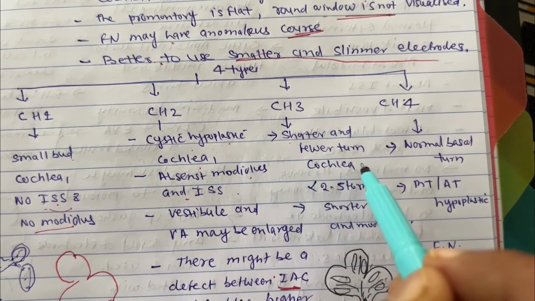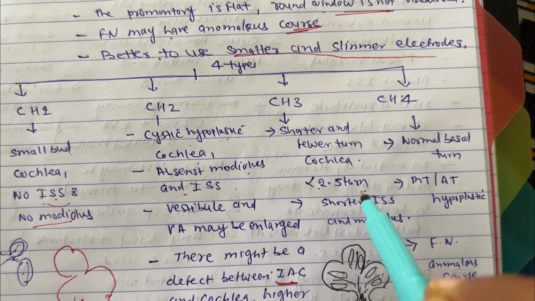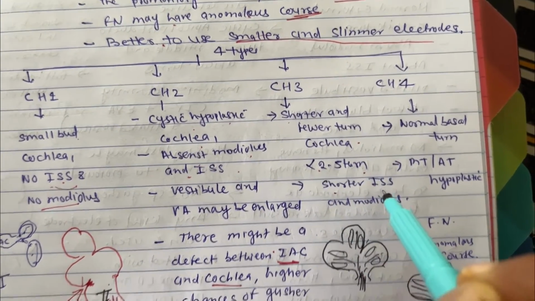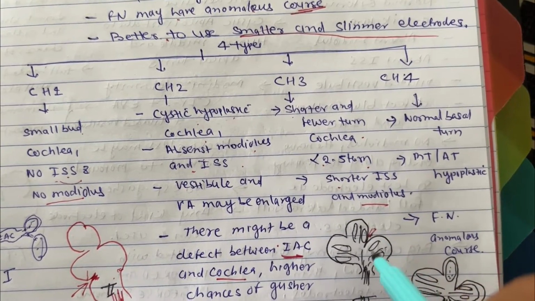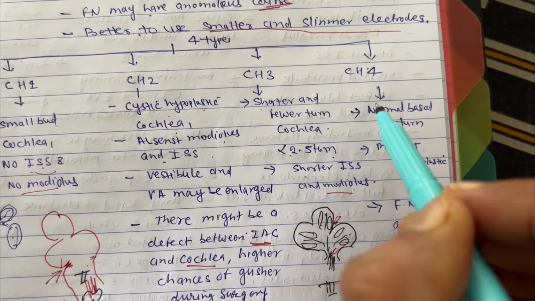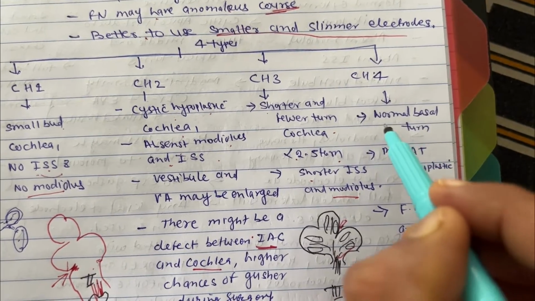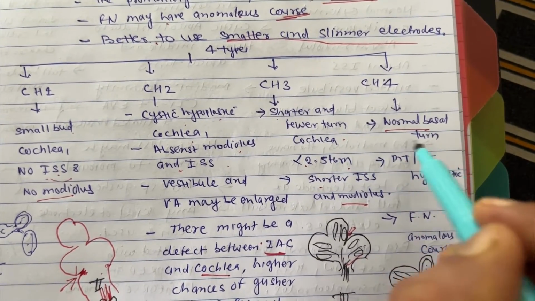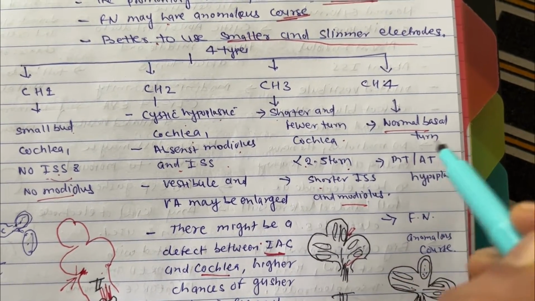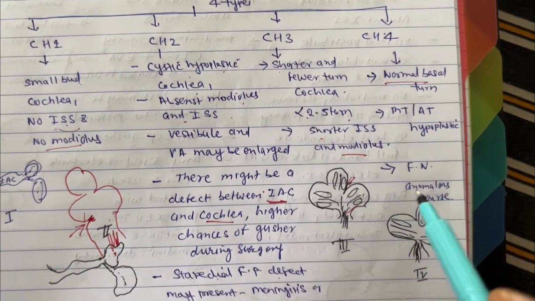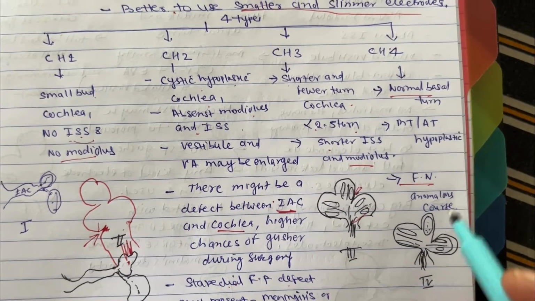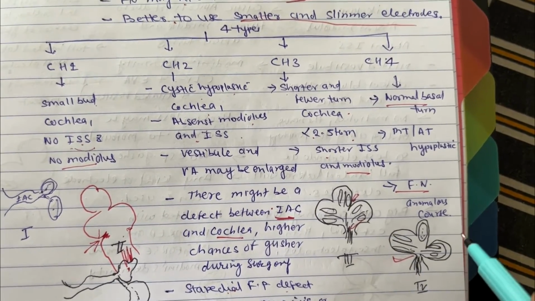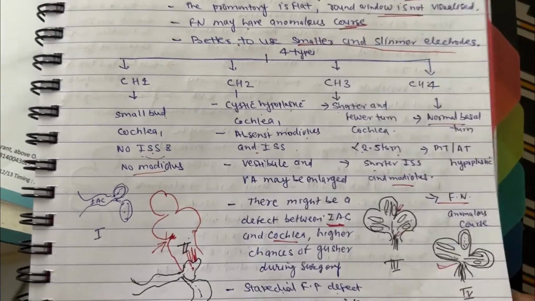shorter and fewer turn cochlea, less than 2.5 turns, and shorter interscalar septum and modiolus. You can see the shorter interscalar septum and modiolus is there. Cochlear hypoplasia 4 is a normal basal turn with fusion of the middle and apical turn leading to a hypoplastic appearance, and the facial nerve may be anomalous. So these are the 4 types of cochlear hypoplasia.